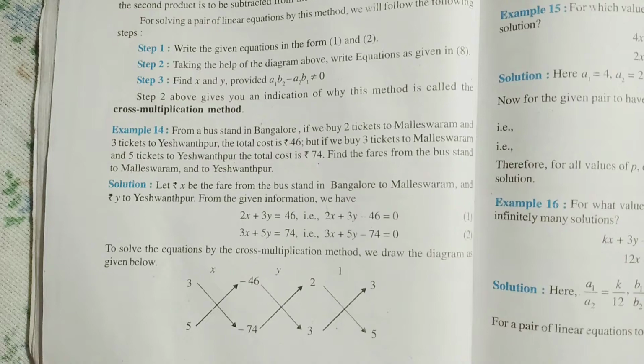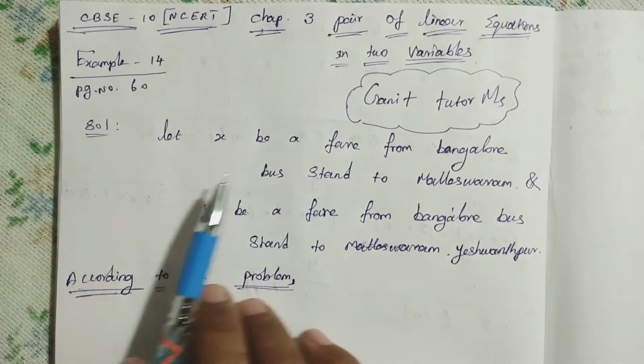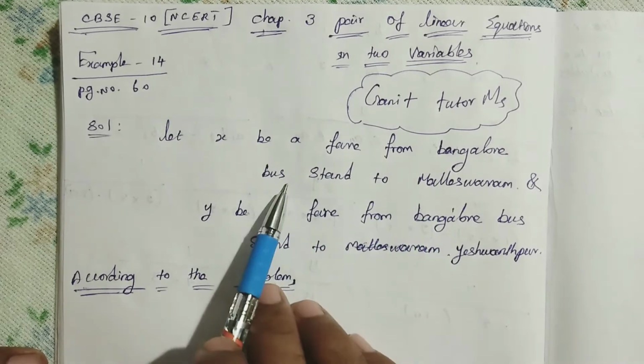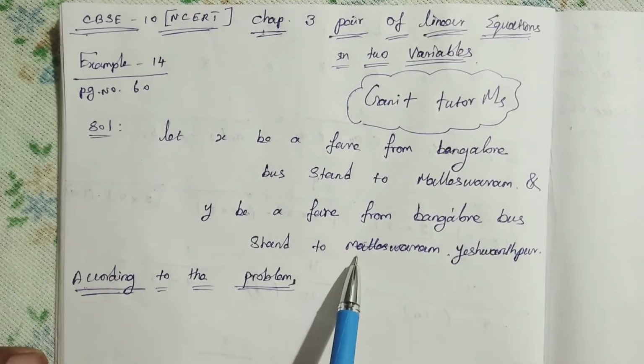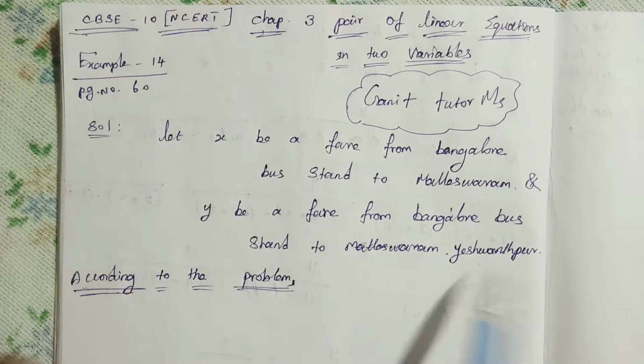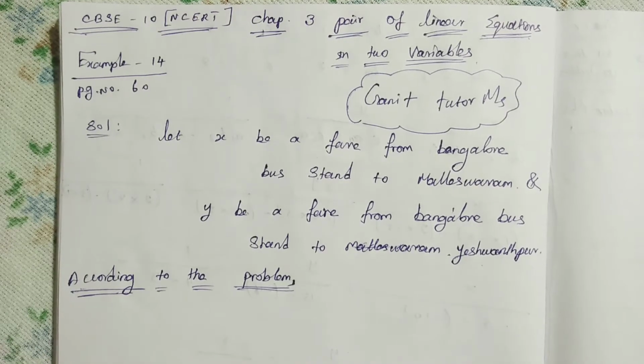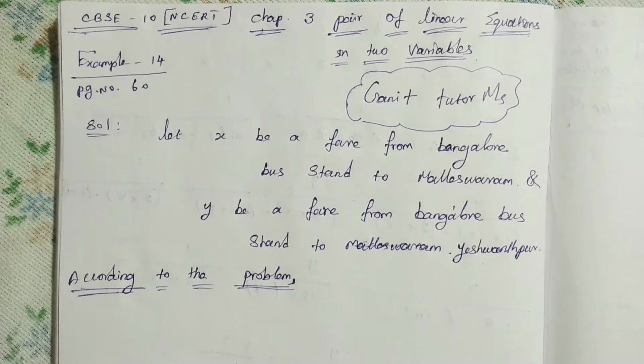Clear? So we don't know the fares. We can take them as x and y values. Let x be the fare from Bangalore bus stand to Malleshwaram and y be the fare from Bangalore bus stand to Yeshwantpur. Clear? Now the first condition: if we buy 2 tickets to Malleshwaram and 3 tickets to Yeshwantpur, the total cost is 46.